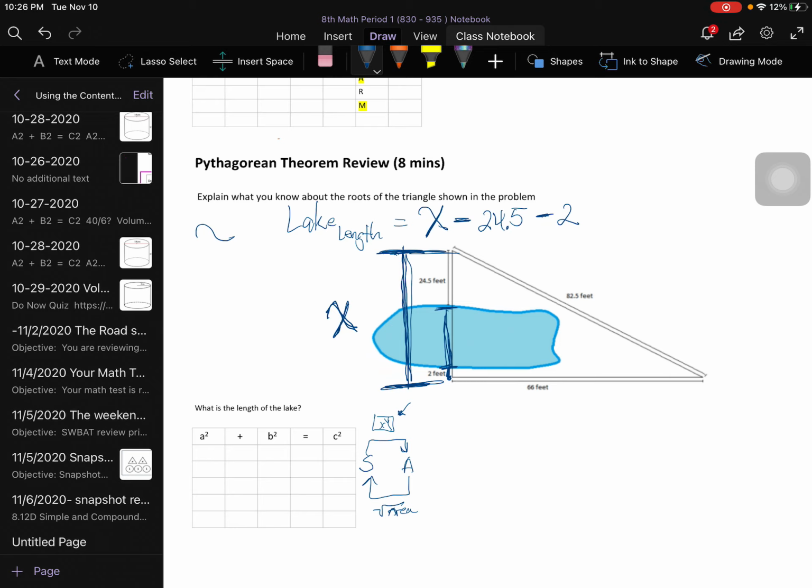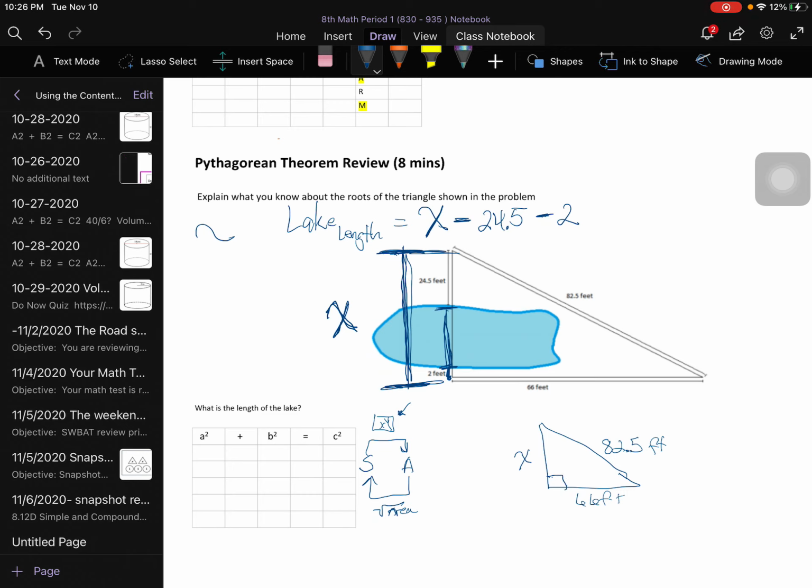Well, we can use the Pythagorean theorem to figure out what x is. We make all of this side x. They gave us this side, which is 82.5, and the bottom, 66. And don't forget our units. And let's do the Pythagorean theorem of that.